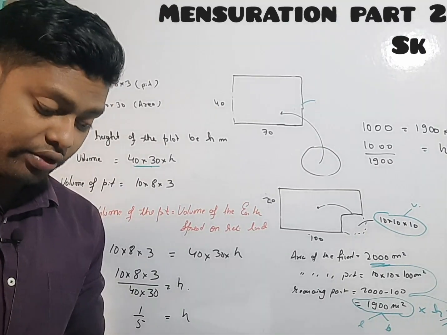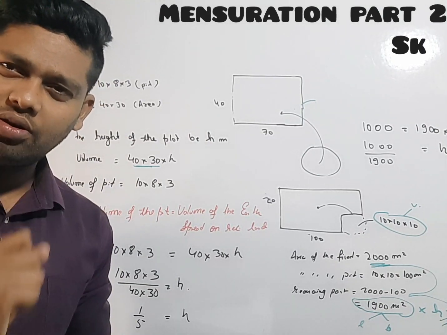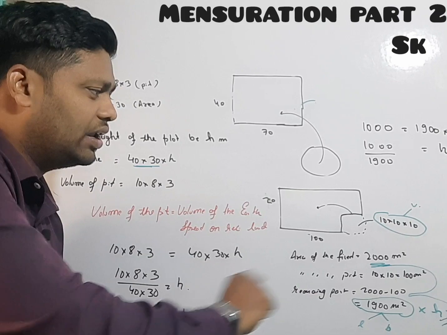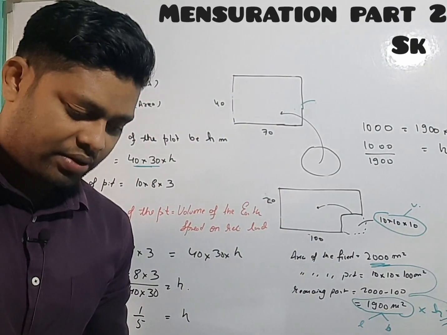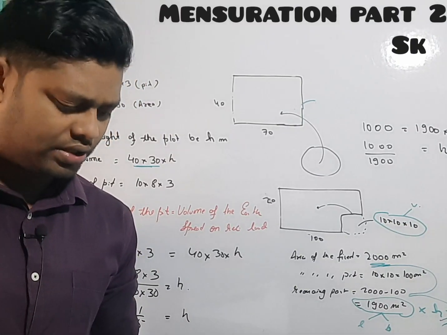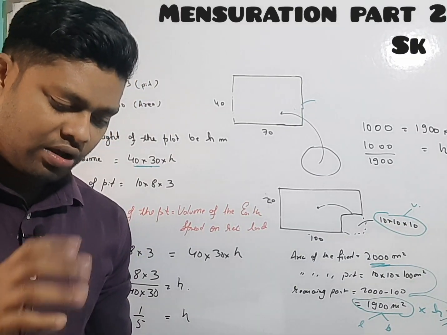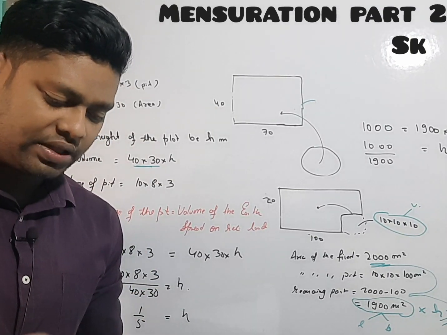Now they gave you the depth also of the rectangular pit. The pit is in the form of a rectangular shape, meaning the pit is not a circle. They're saying that I am taking out the earth from the rectangular pit. After that, by using that earth, that sand, I'm trying to make bricks.